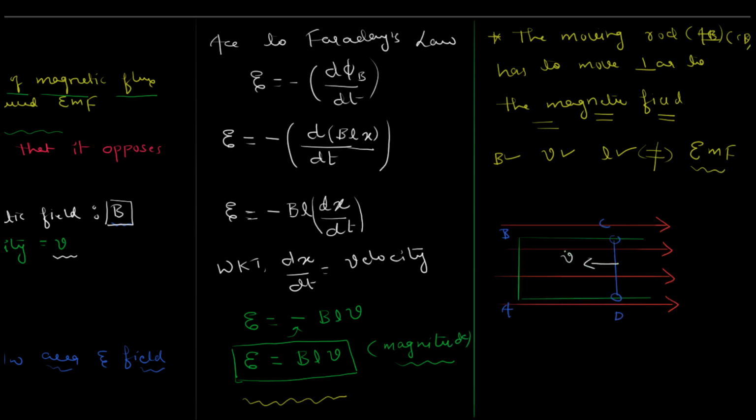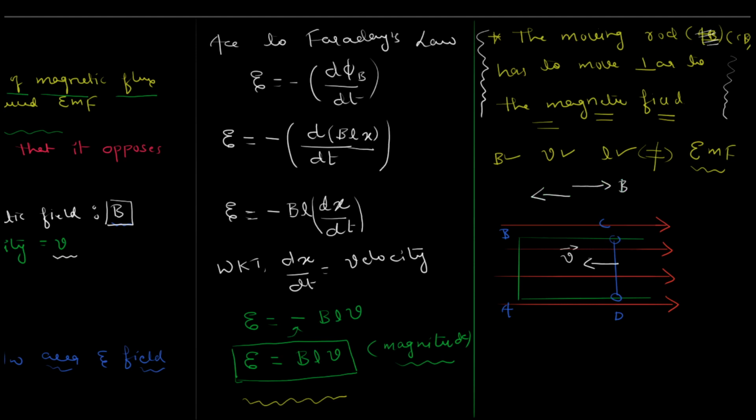I'm not trying to discuss the direction of induced EMF. We're just trying to find if there will be induced EMF in this case. First of all, let's cross check whether this situation satisfies this requirement or not. The requirement is that the rod AB or CD, whatever, the rod must be moving in a direction perpendicular to the magnetic field. Is that happening? I don't think so. Look at the velocity's direction. Velocity is directed like this in this situation, and magnetic field is actually in this direction.